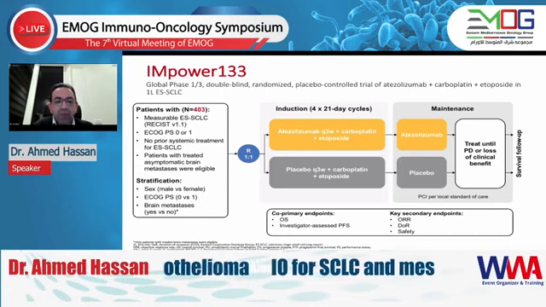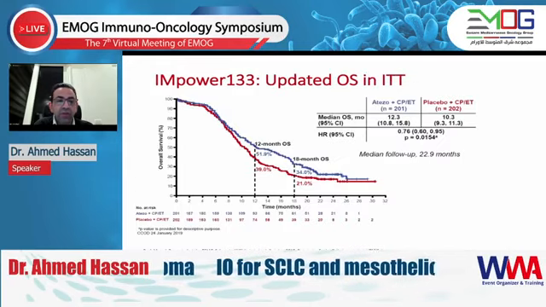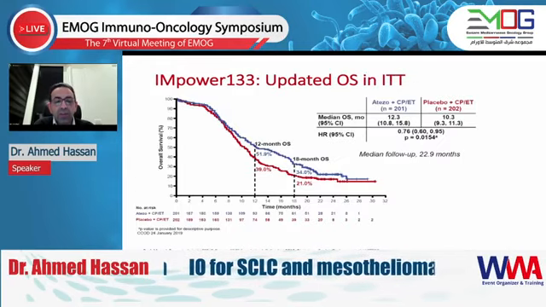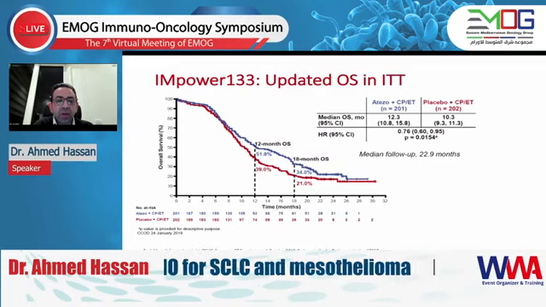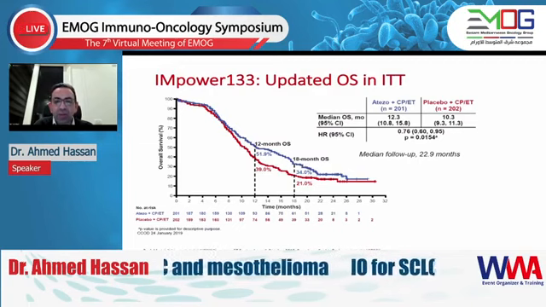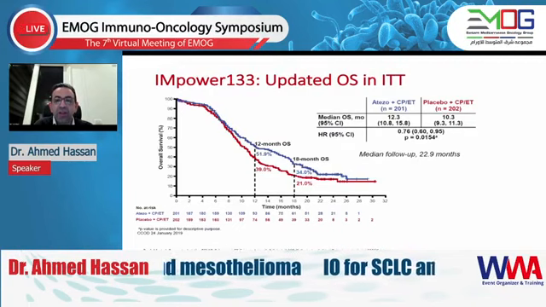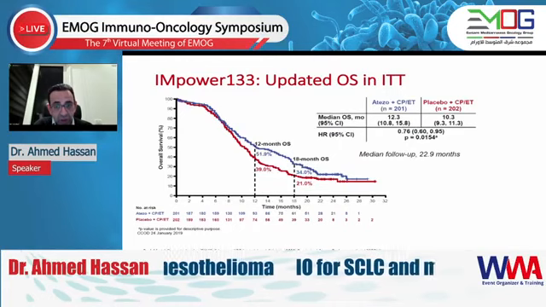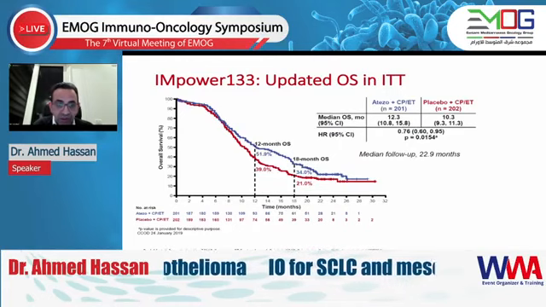The co-primary endpoints were overall survival and progression-free survival. Almost similar pattern of curves, improvement in overall survival. Again, the standard arm was 10 months, adding immunotherapy, in this case atezolizumab, it improved by 2 months. Hazard ratio, almost identical, 0.76.